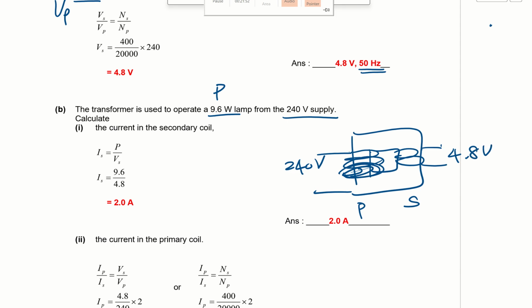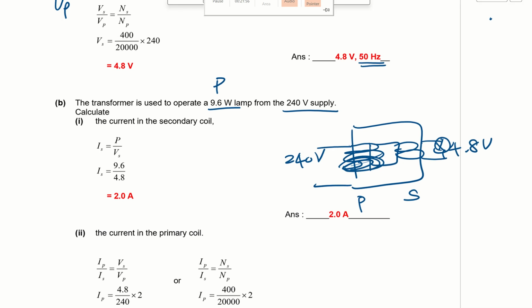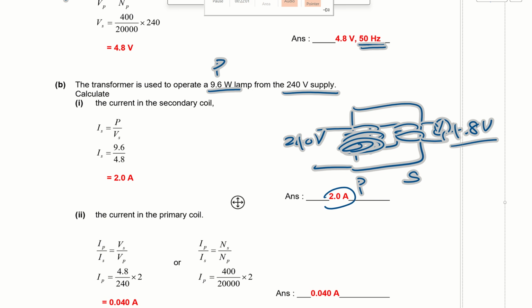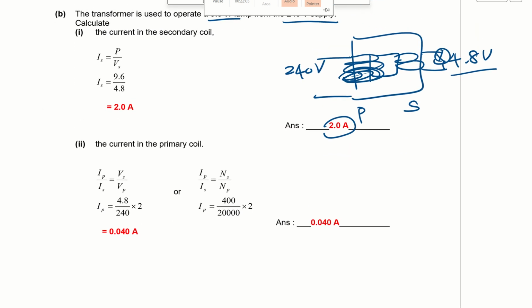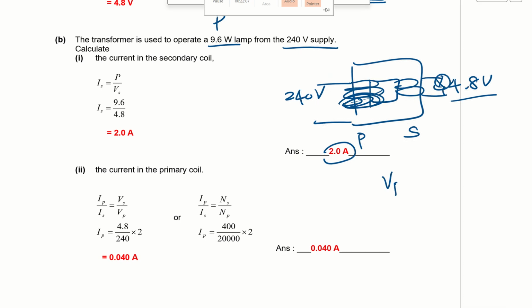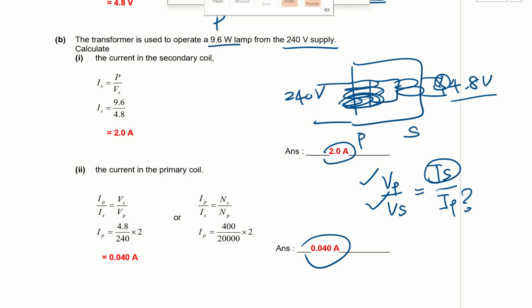I have the lamp that is connected. So this is the voltage, the power is 9.6, therefore the current is 2 ampere. Now, what's the current in the primary coil? Remember, we have this formula VP over VS equals IS over IP, right? So I can substitute my IS as 2. My IP is unknown. I have VP and VS, so I should get 0.040 ampere.